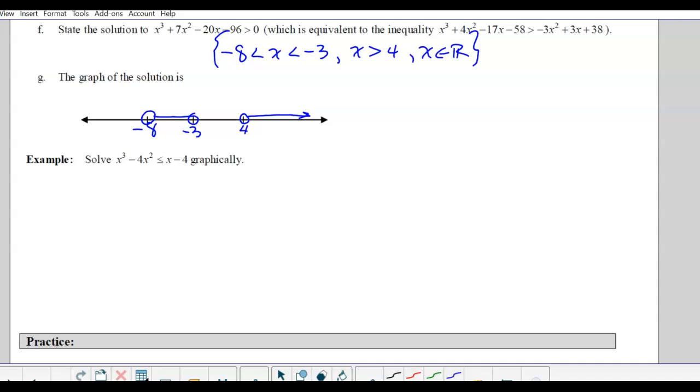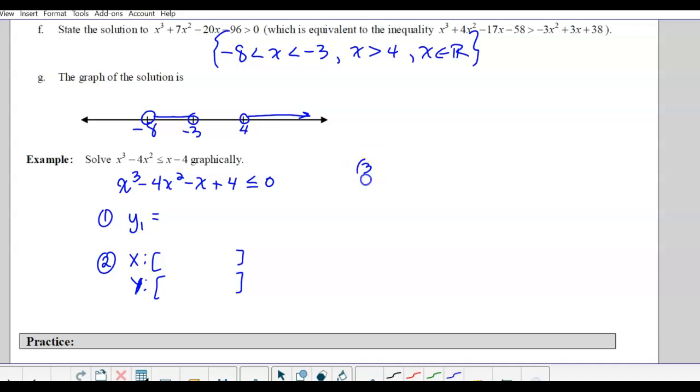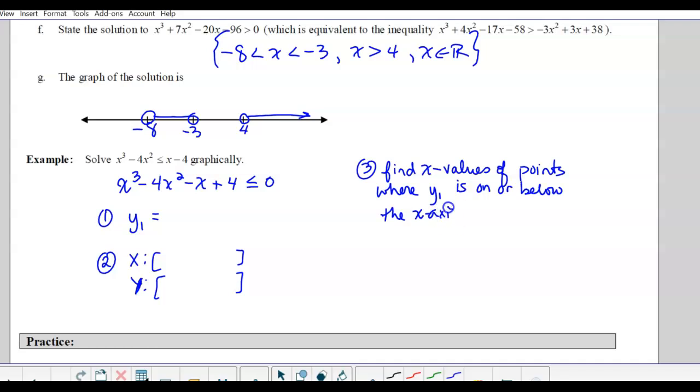One more, same deal. Let's do this last method where you get everything on one side. First thing, y1 equals. Second thing, window. Third thing, so we try that out.